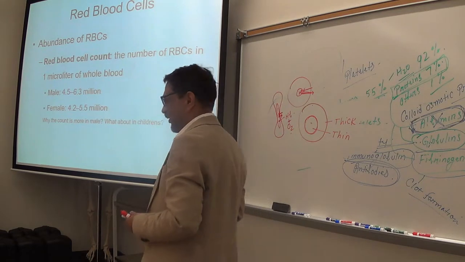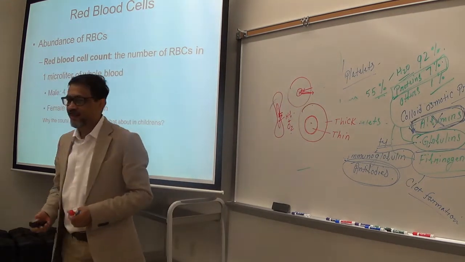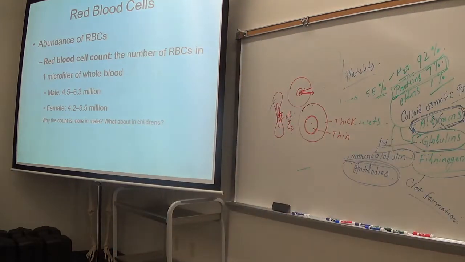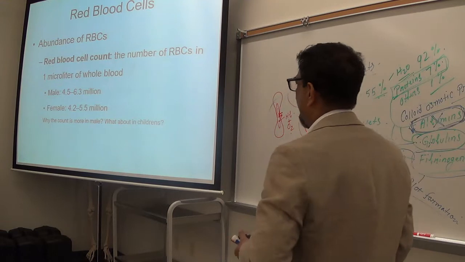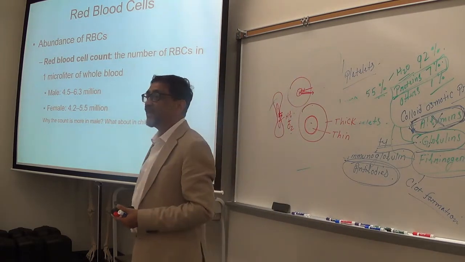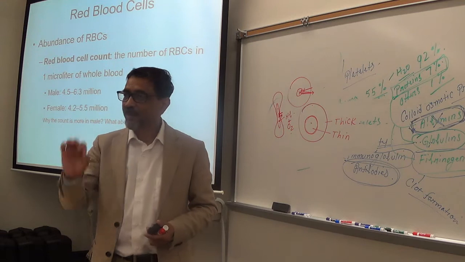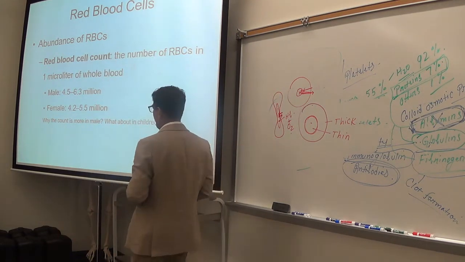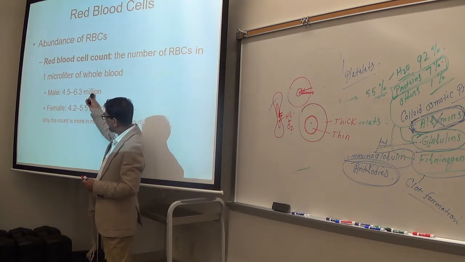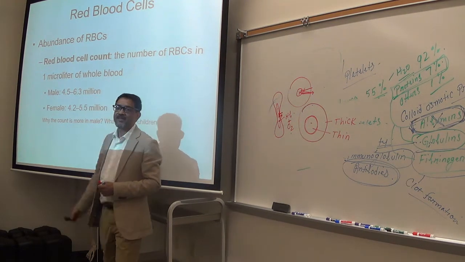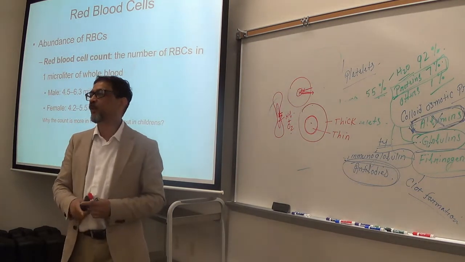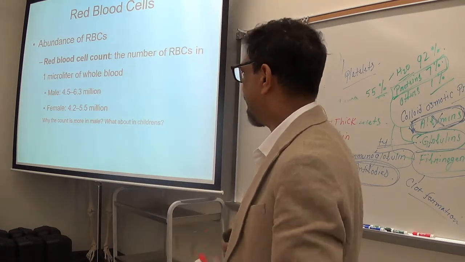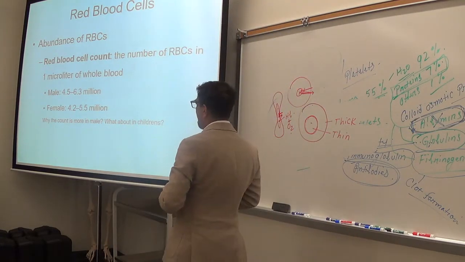Count of red blood cell. I mentioned before, in 1 microliter you have millions, not thousands. So, in adult male, in 1 microliter, a very small amount of blood, if you count, you have 4.5 to 6.3 million red blood cells. In female, red blood cell count is less, right? In 1 microliter, the normal count in adult female is 4.2 to 5.5 million.